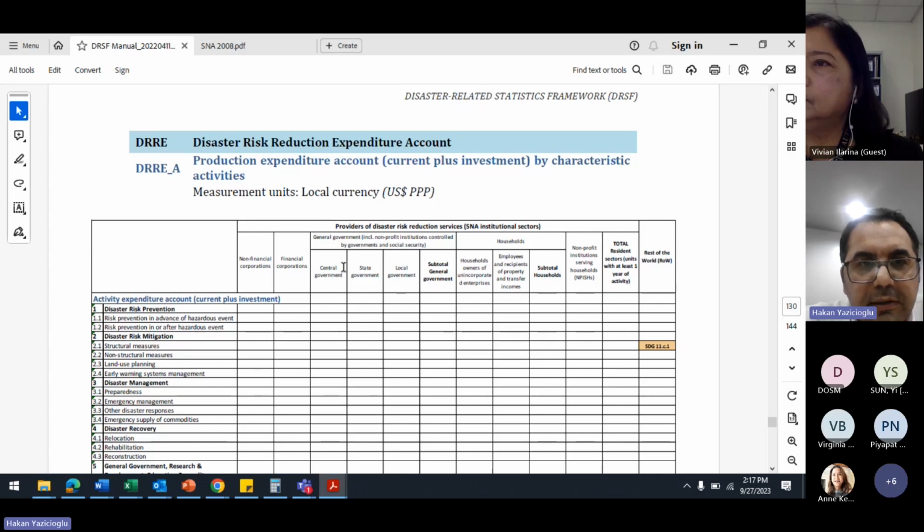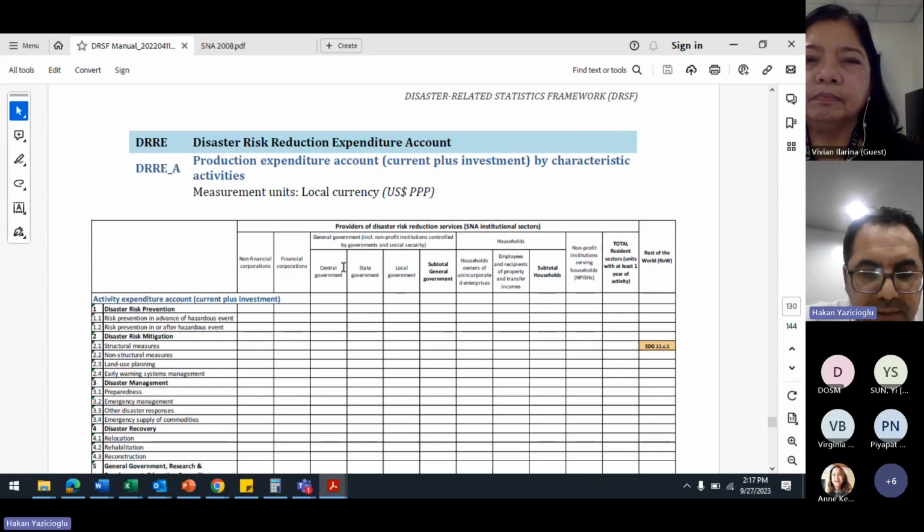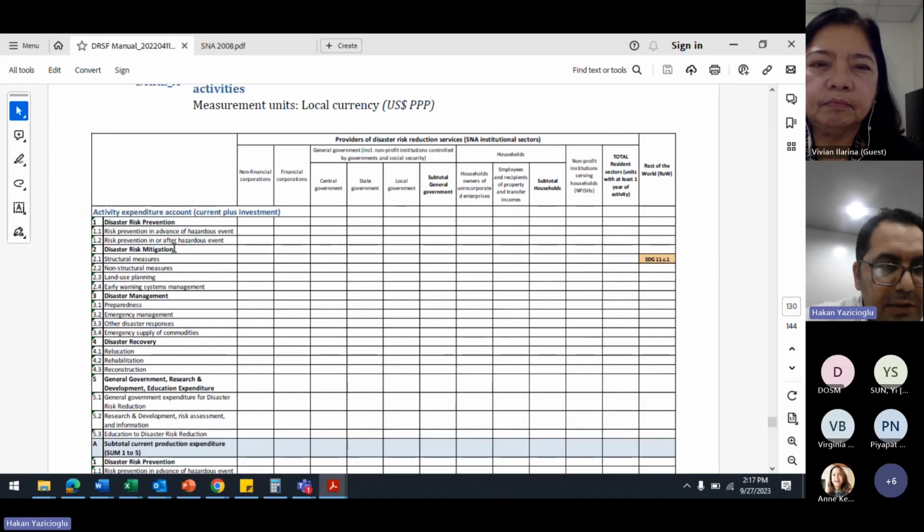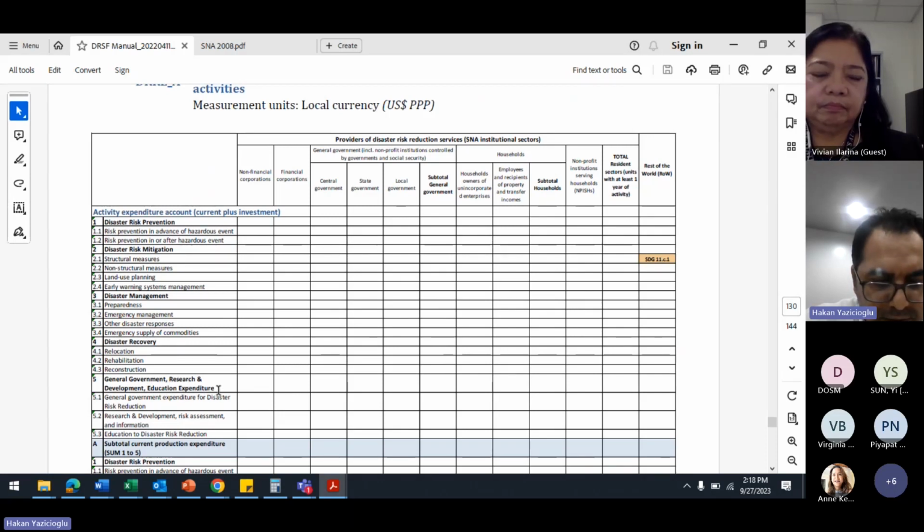So for disaster risk reduction expenditures, a disaster risk reduction purpose can be tracked within the related transactions together. This kind of account from the national accounts. And actually, this table, the risk reduction expenditure account table, focuses on some activities. As you see from the table, disaster risk prevention, disaster risk mitigation, disaster risk management, disaster recovery, and general government research and development and education expenditure.